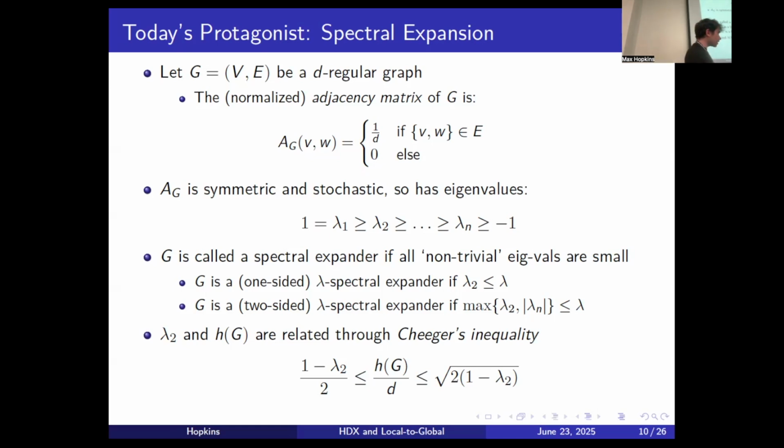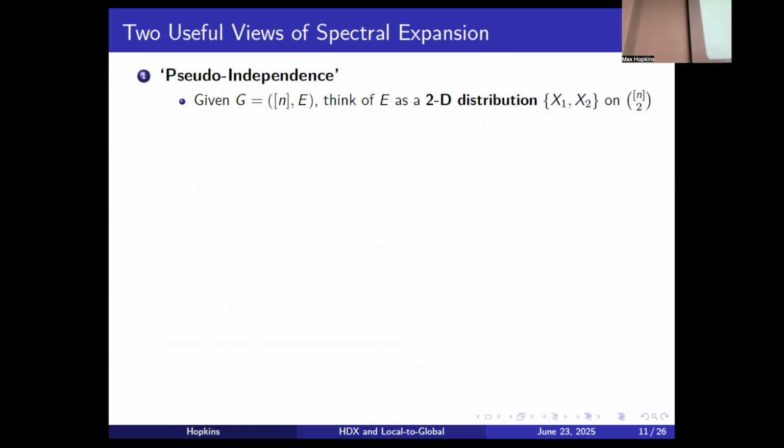But I really want to claim that spectral expansion really has a life of its own. It's not just an analytic relaxation of combinatorial expansion in graphs. It's its own natural and extremely useful tool. And I want to give two views of spectral expansion that we'll keep in mind throughout the rest of this talk and when we generalize the notion of expansion beyond graphs. The first thing that I want to claim is that expansion can be viewed as a notion of independence, or what I'm going to call pseudo-independence throughout. What do I mean by this?